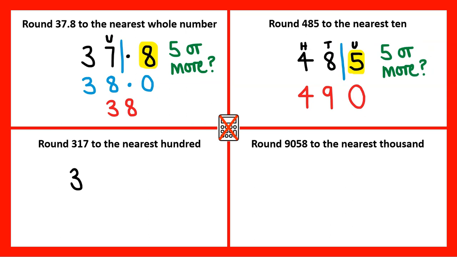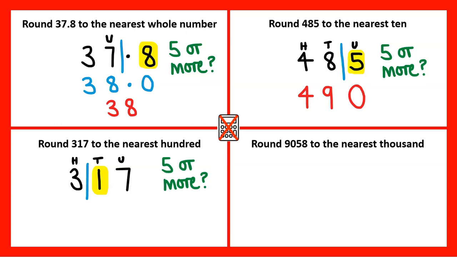Next, 317 is being rounded to the nearest 100. Units, tens, hundreds. My rounding line will go after the hundreds column. Looking at the number to the right hand side of this and deciding whether it's 5 or more, which in this case it's not, so we need to round this number down.